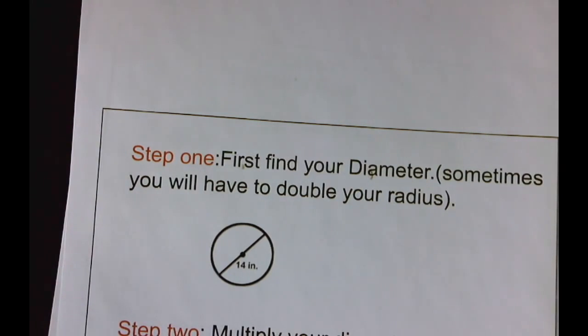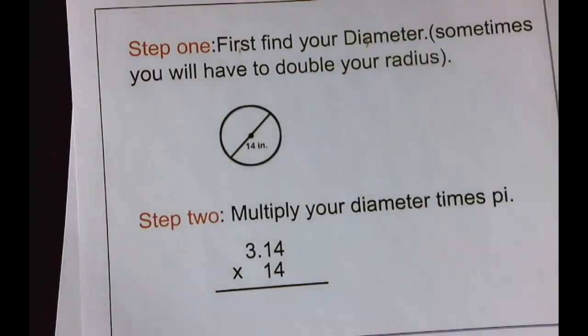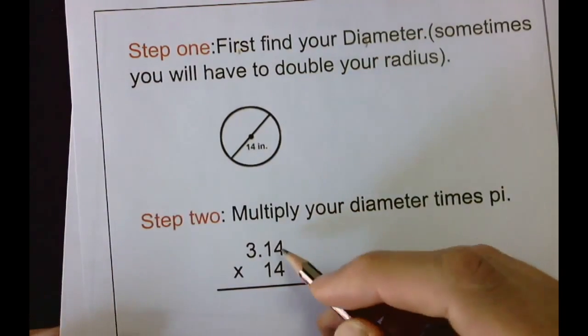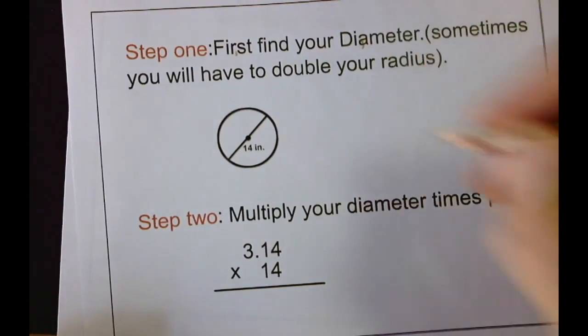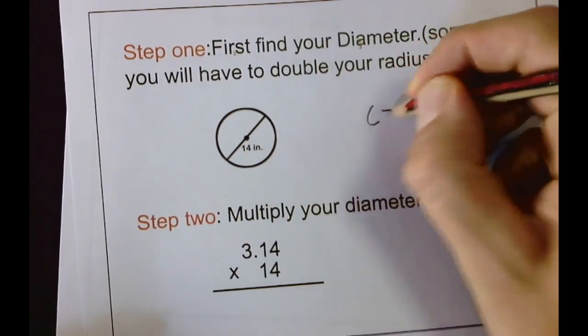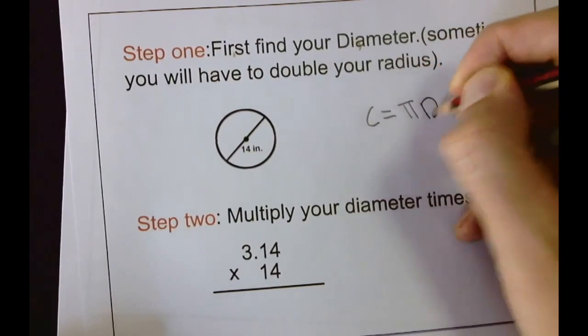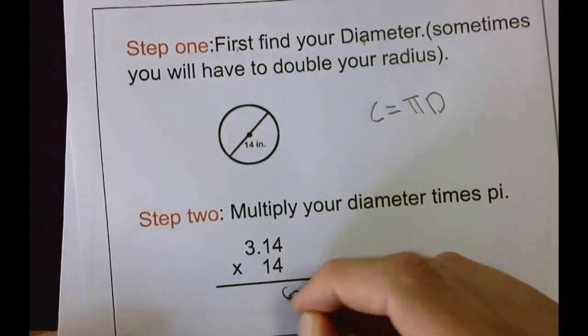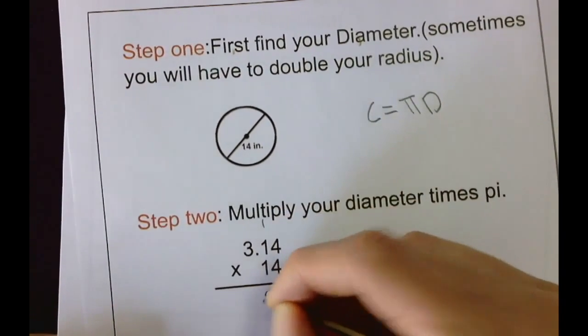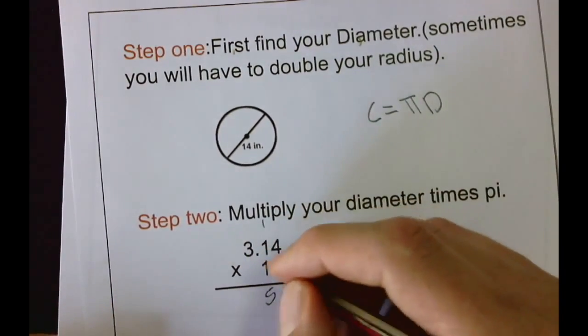Step 1 says, first you find your diameter. Sometimes you'll have to double your radius. Step 2 says, multiply your diameter times pi. So then we begin to multiply. 3.14 times 14. Once again, the formula is circumference is equal to pi times diameter. 3.14 times 14: 4 times 4 is 16, carry the 1, we get 5. 3 times 4 is 12.